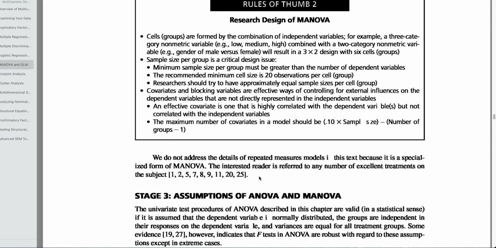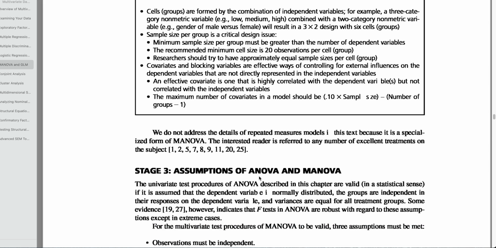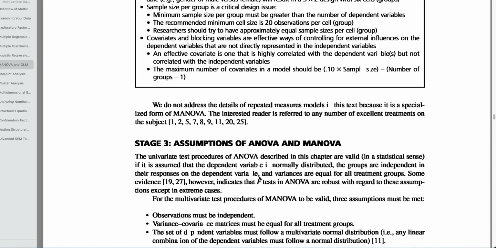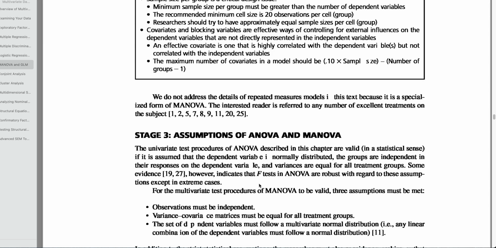Covariates and blocking variables are effective ways of controlling for external influences on the dependent variables that are not directly represented in the dependent variables. An effective covariate is one that is highly correlated with the dependent variables but not correlated with the independent variables. The maximum number of covariates in a model should be 0.10 times the sample size minus the number of groups minus 1. We do not address the details of the repeated measures model, which is a special case of MANOVA. The interested reader is referred to any number of excellent treatments on the subject.